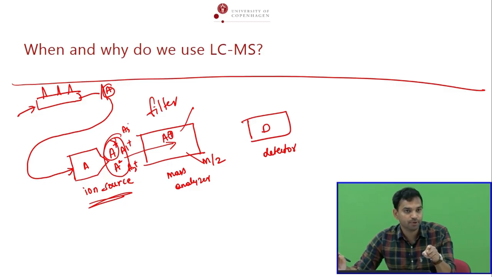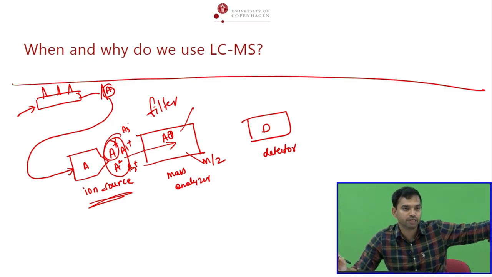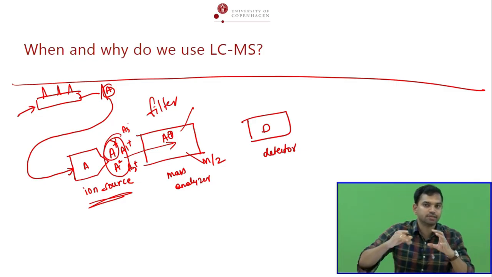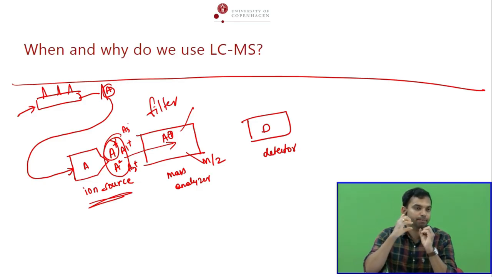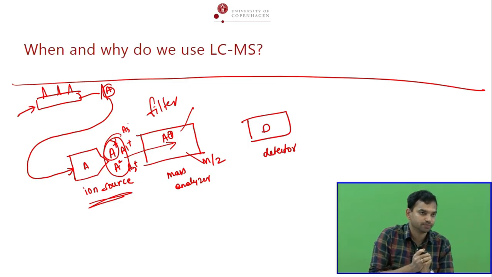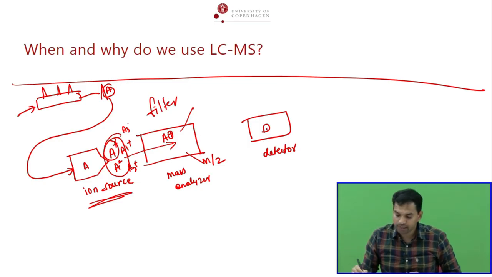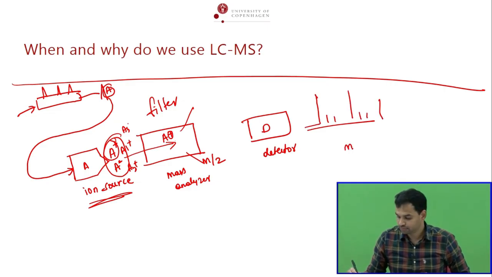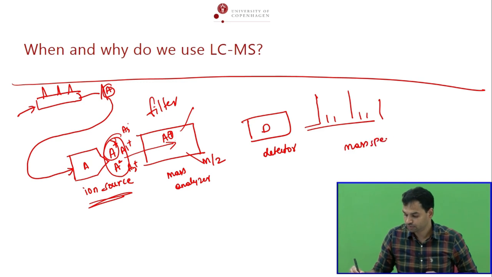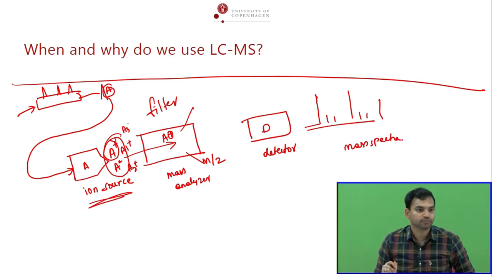You tell the machine, I just want A plus, rest everything should go to waste. Then it will adjust its magnetic and electric field so that it will select the ions based on their mass-to-charge ratio. Then it will come to the detector, and you get the so-called mass spectra. Make sense? This is a mass spectrometer in 2 minutes.